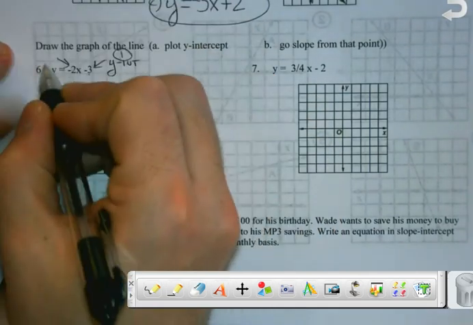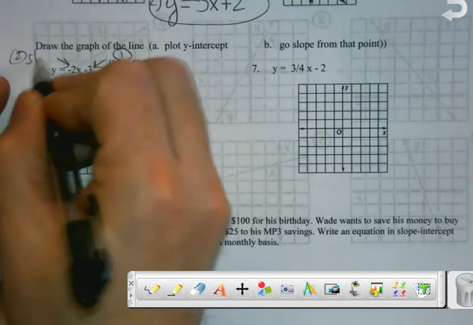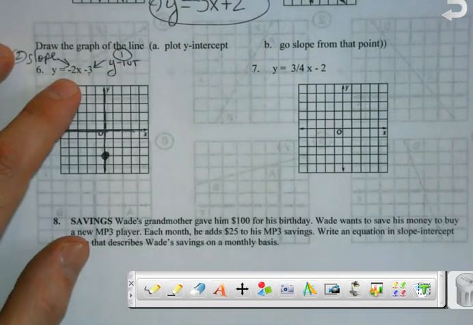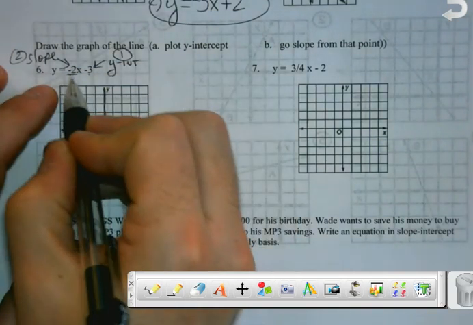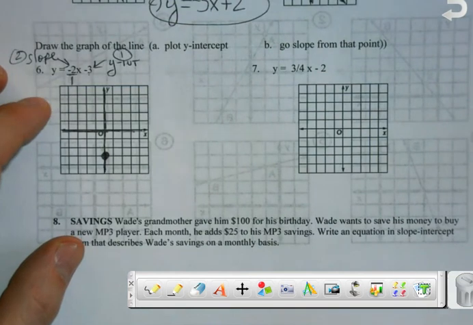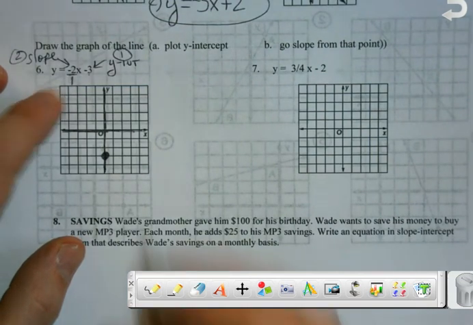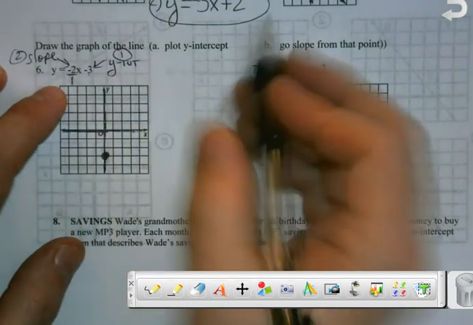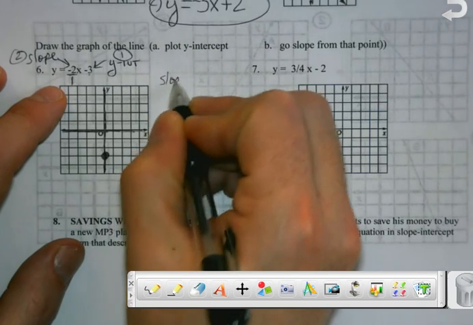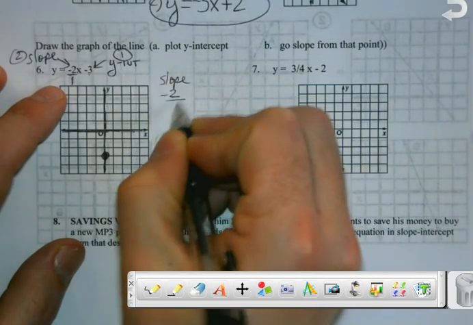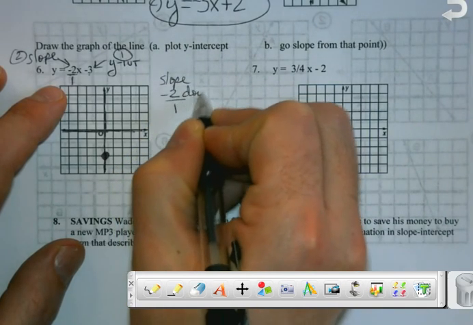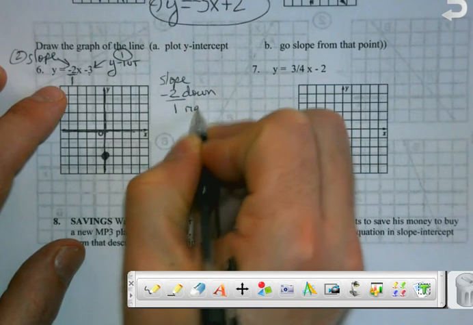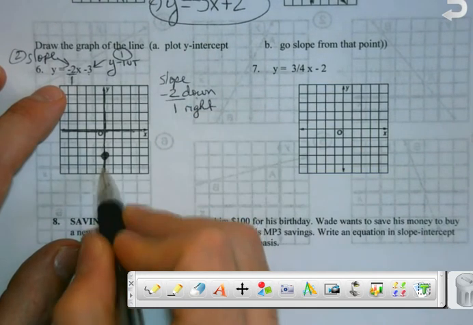I could, and that's another thing let's talk about. I like the way you guys are thinking today. Because, right, I can always make slope a fraction by putting it over 1. So if my slope was -2 over 1, what directions would I be going? Correct. Going down 2 and right 1.